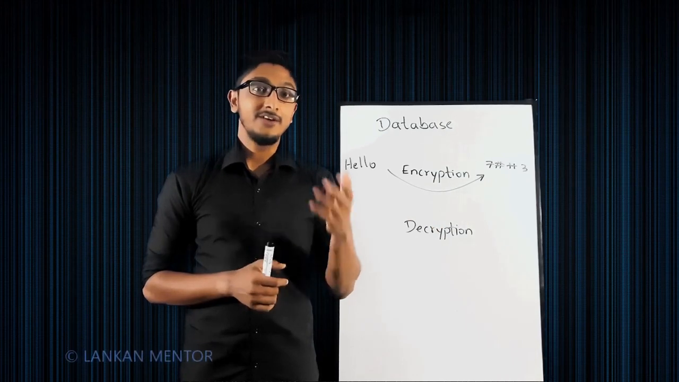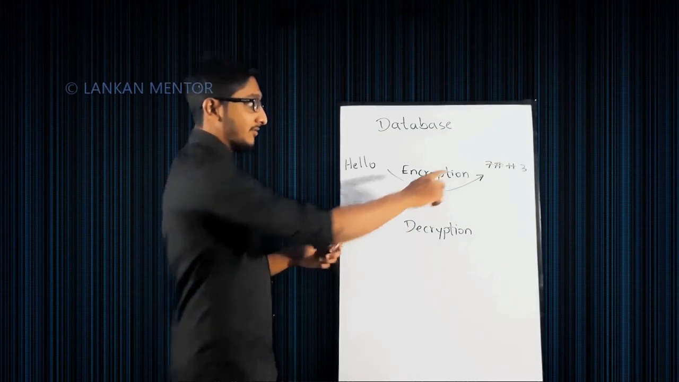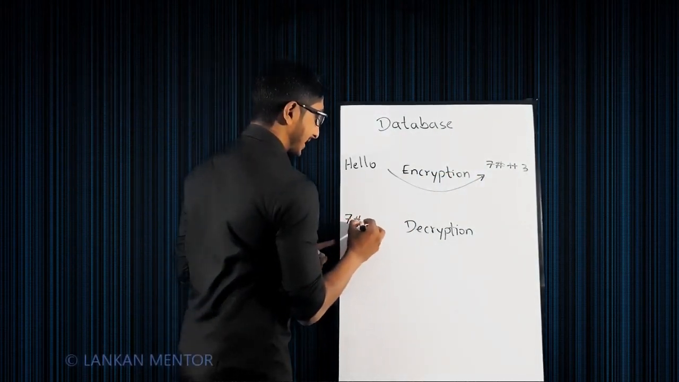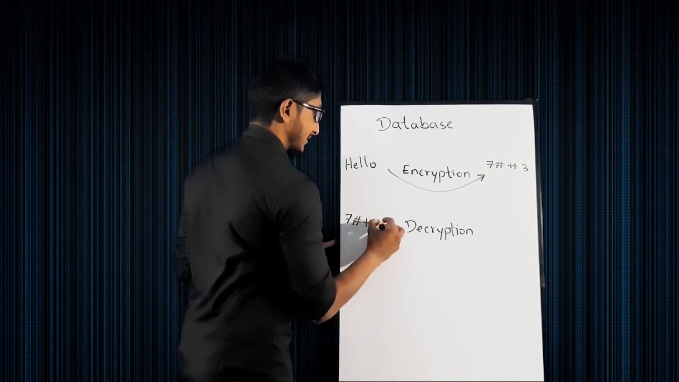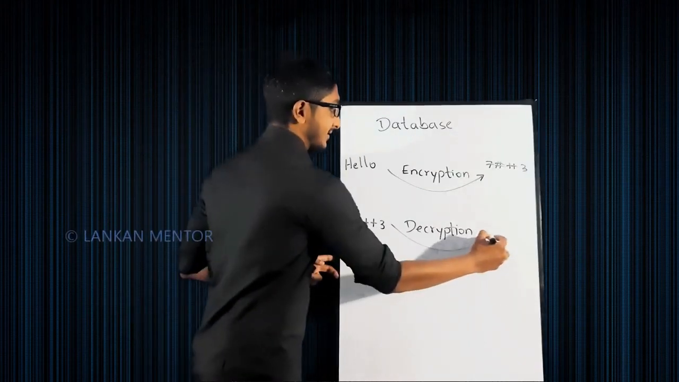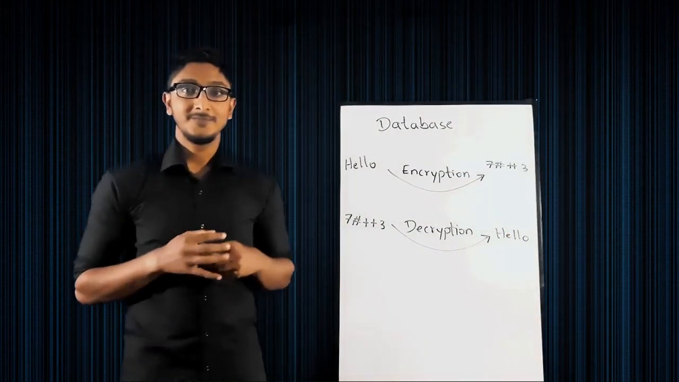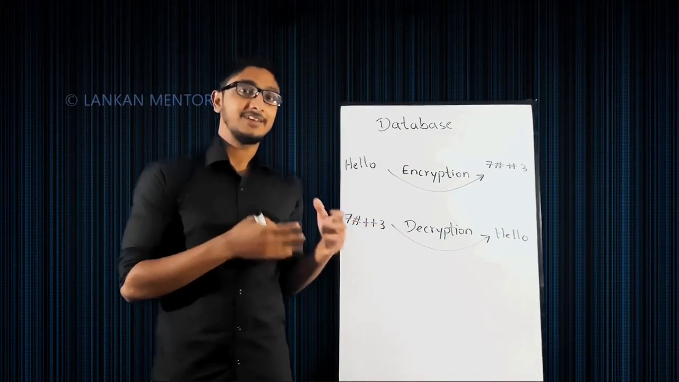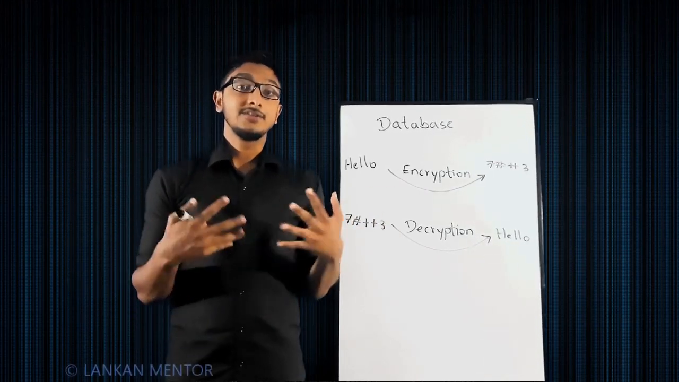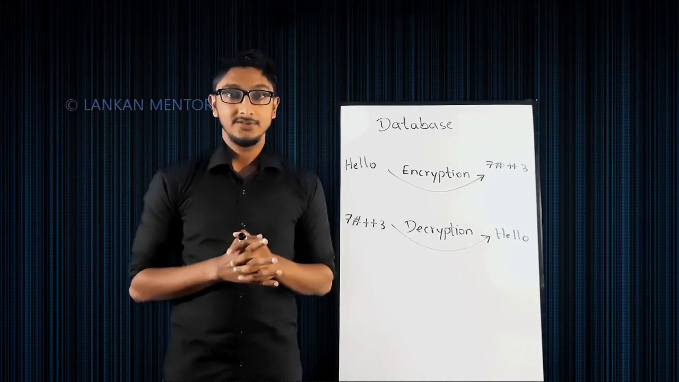So what do you have to do to make it readable? Decrypt it, right? So you put your encrypted data, that is 7 hash plus 3. When you decrypt it, again it becomes hello. It changes into a readable format. That is encryption and decryption. So encryption and decryption is available in databases.